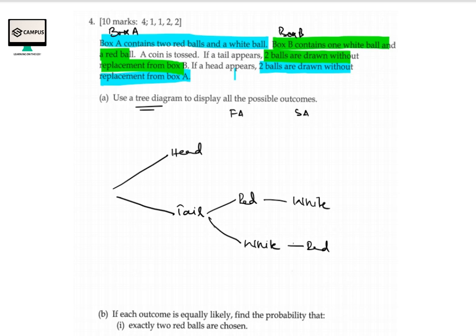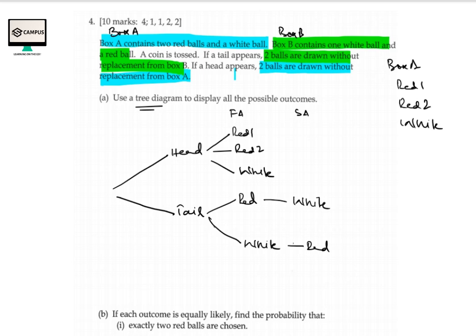For the case of head, we have to choose again two balls. So there will be two attempts, first attempt and second attempt. But we have to do this from box A without replacement again. Box A contains two red balls and a white ball. So let's say we call the two red balls red 1, red 2, and white. Right? So this is box A. For the first attempt, there can be three possible scenarios. Either it's red 1, red 2, or the white ball, right? So this can be red 1, red 2, or white ball.